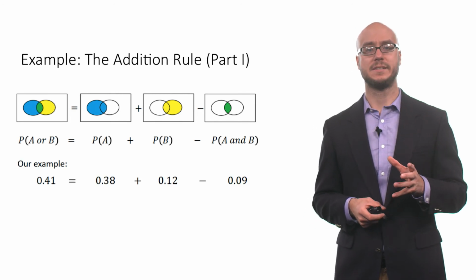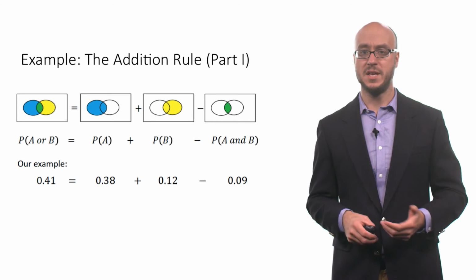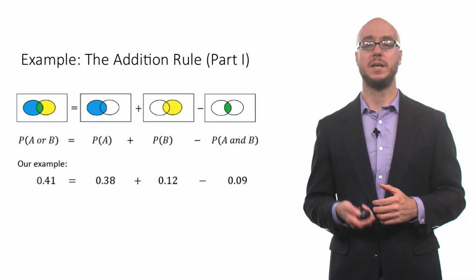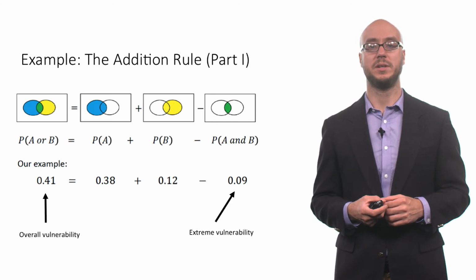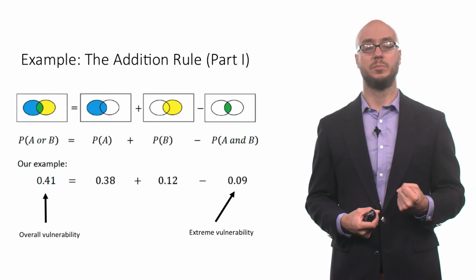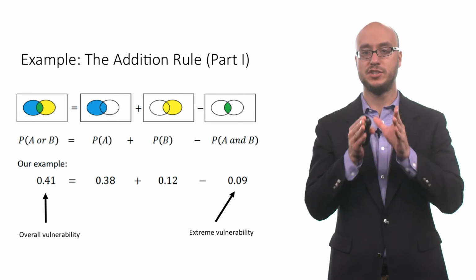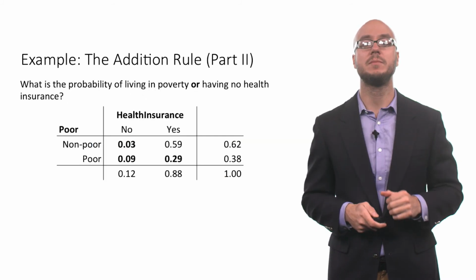Just to break this down, this is equivalent to saying the probability of A or B is the probability of A plus the probability of B minus the intersection, the probability of A and B. So we have this measure of overall vulnerability. It's quite a bit higher than this measure of just this intersection, this extreme vulnerability.